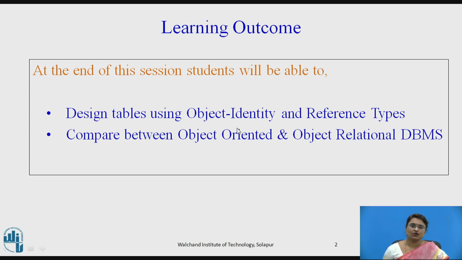The learning outcomes of this session: at the end of this session, you will be able to design the tables using object identity and reference types, and you will be able to compare between the OR features and the object relational features.